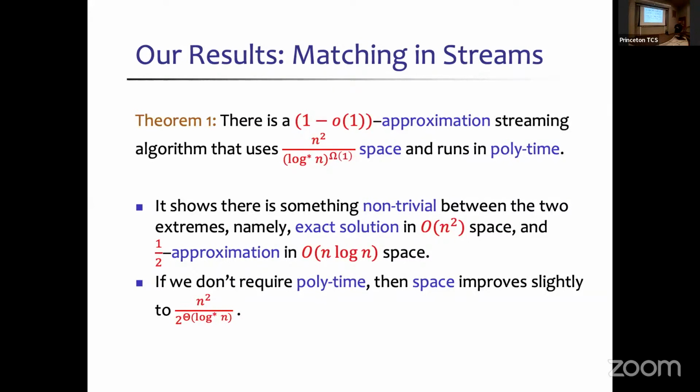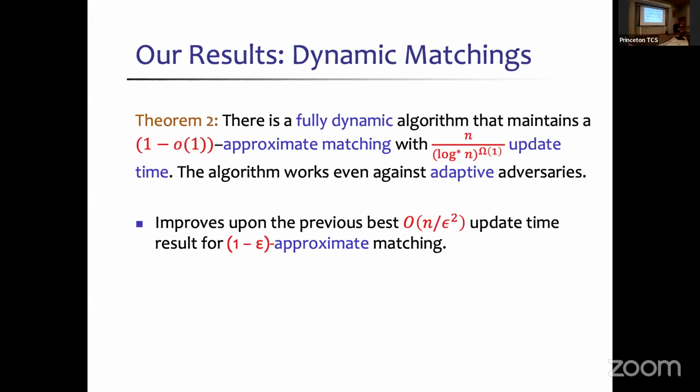And then if you don't require the algorithm to run in polynomial time, which in the streaming model you can just assume since the focus is on space, then you can slightly improve the space bound to n squared over 2 to the theta log star. For dynamic matchings, we can show that there is a fully dynamic algorithm to maintain a 1 minus small o of 1 approximate matching with an update time which is once again n over polylog star. The algorithm works even against adaptive adversaries, so an adversary can look at what you output and decide on the sequence of insertions and deletions.